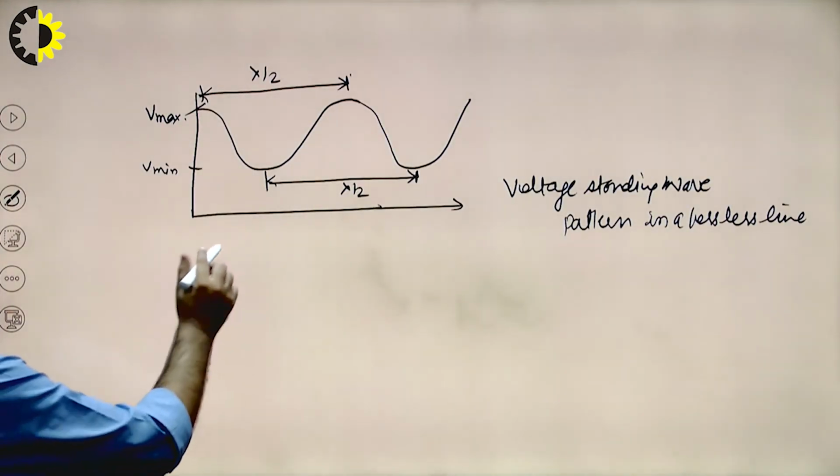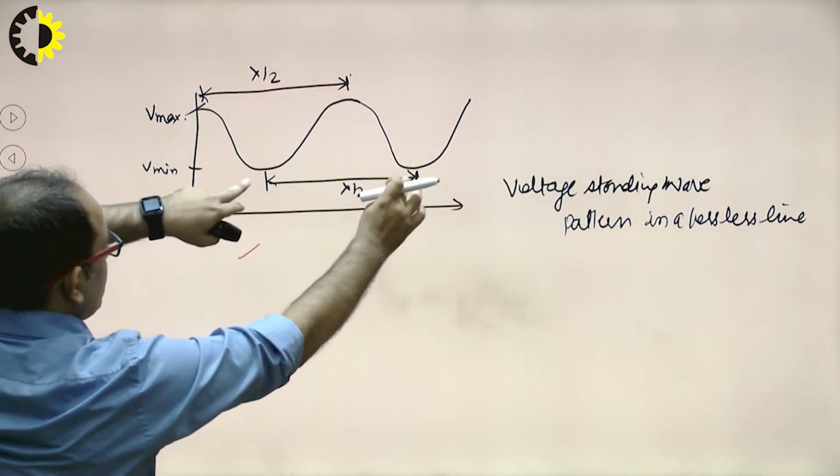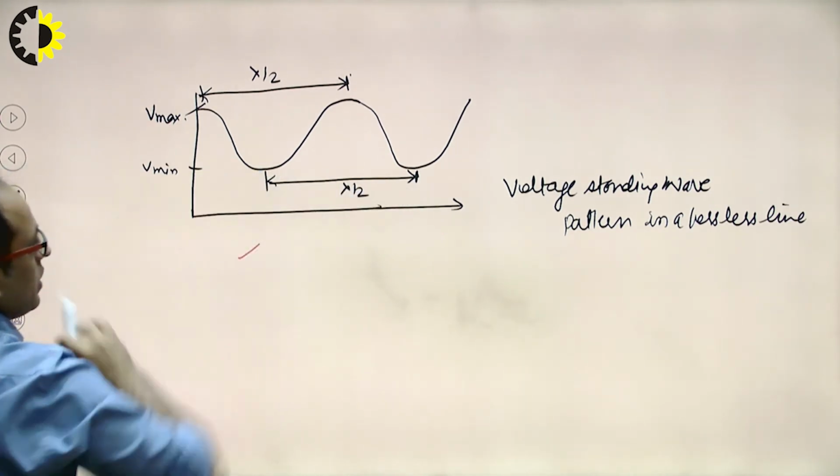So this one is the voltage standing wave. The distance between the two maxima will be lambda by 2 and the distance between the two minima will be lambda by 2.